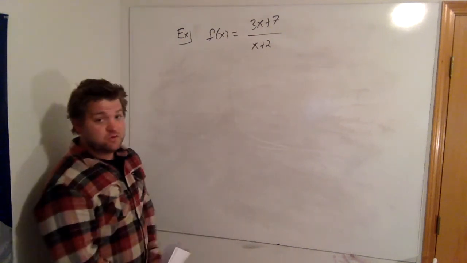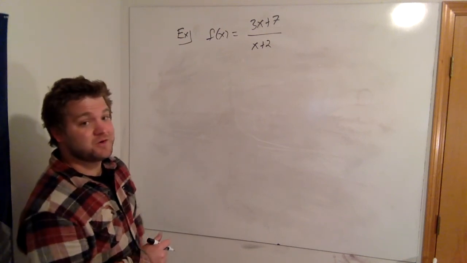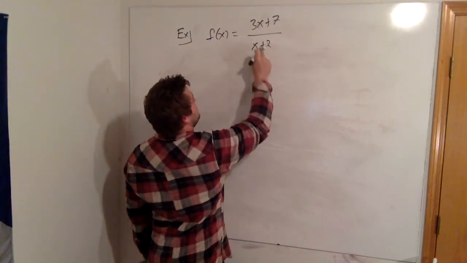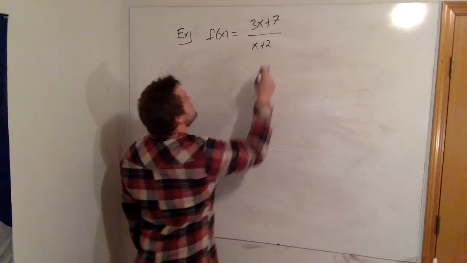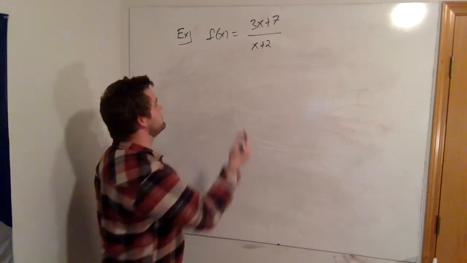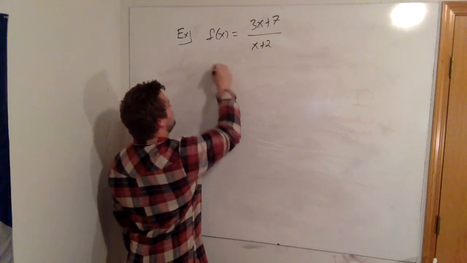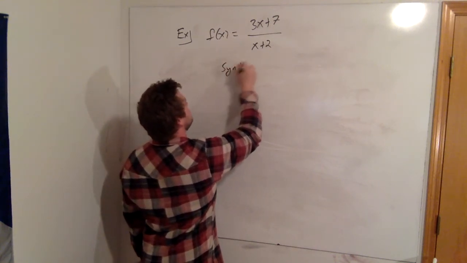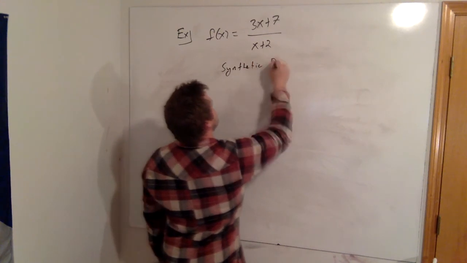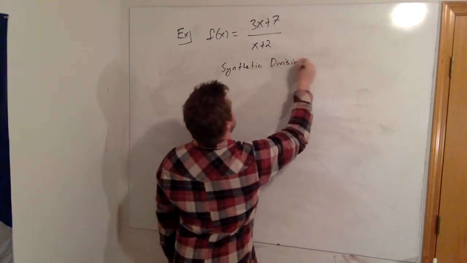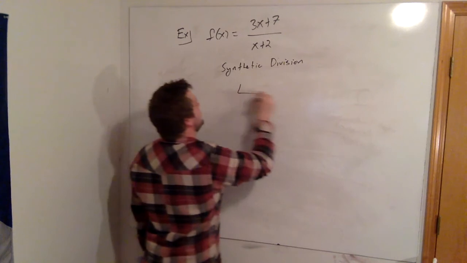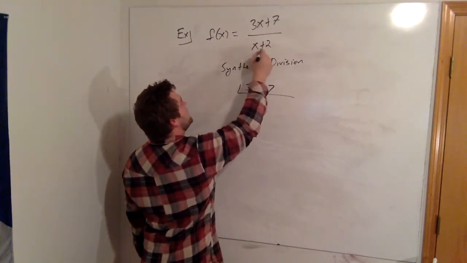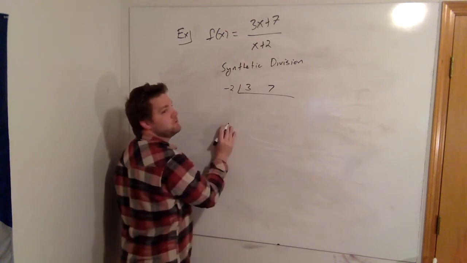And how am I going to do that? I'm going to go ahead and divide these polynomials. So notice I'm taking this polynomial and dividing it by x plus 2. Well, this is a situation where I can use synthetic division, so let's do synthetic division. I have a 3 and a 7, and I'm dividing by x plus 2. Remember, we'll put a negative 2 here.